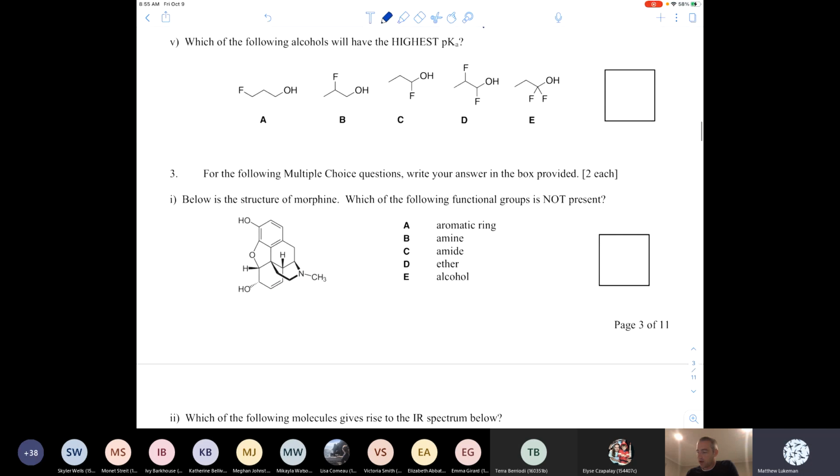5. Which of the following alcohols will have the highest pKa? Highest pKa means weakest base. Sorry, weakest acid.